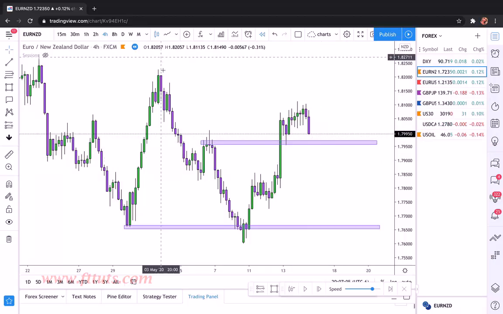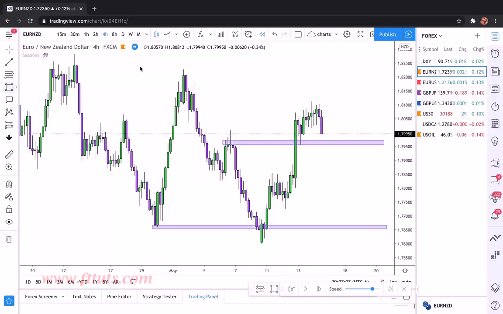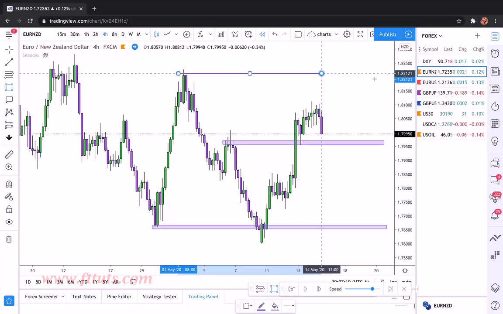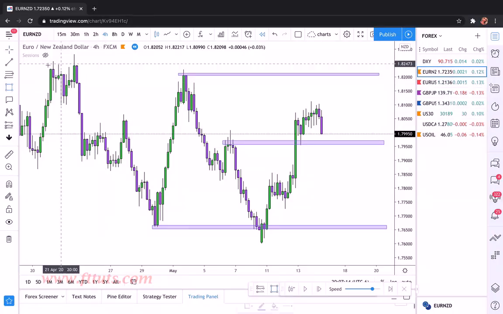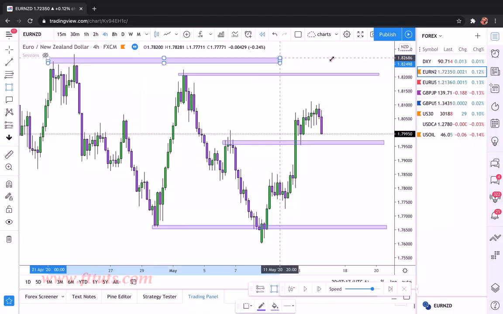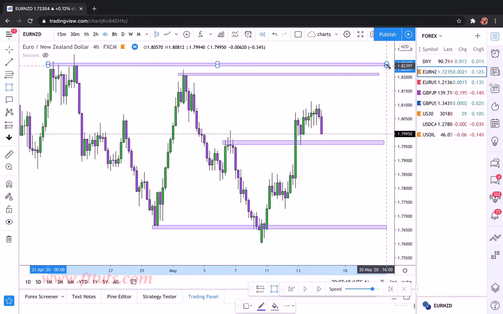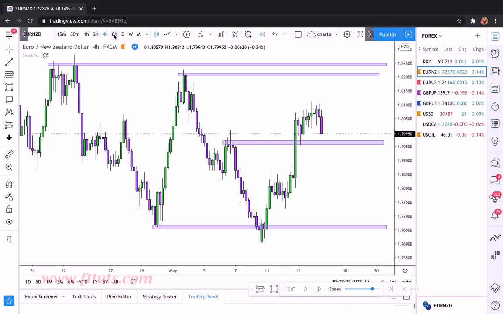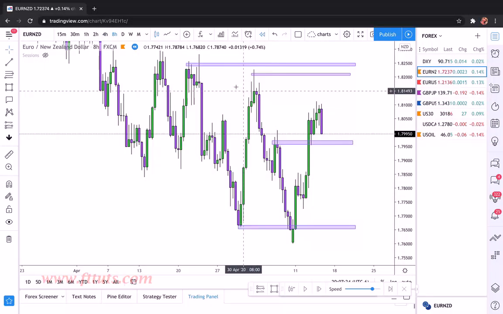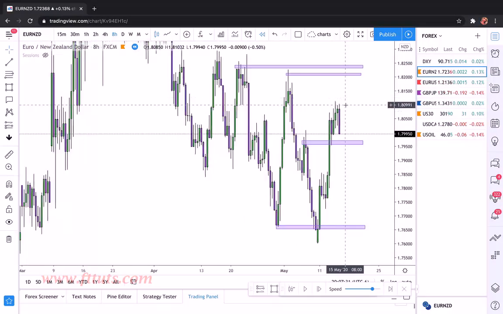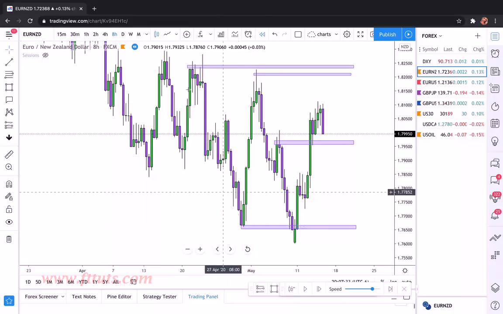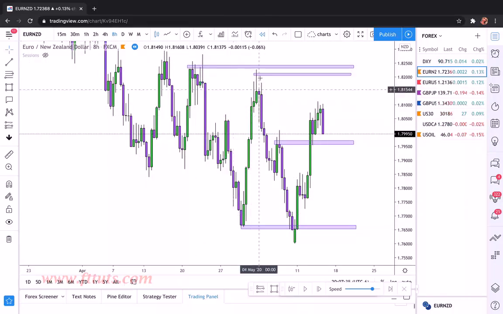Okay, and then right here we have the high, and then right here we have the next high. So this is what we would do. So let's just see how this looks here. Okay, so basically what happened, we reached the high, came to low, reached the high again, came to low, fake out.